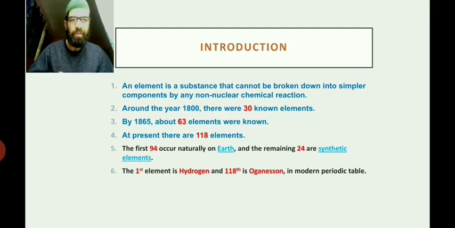Going towards the history of this chapter, here we see that till 1800 we had only 13 known elements, and later on up to 1865 there were 63 elements known, and currently we have 118 elements in our periodic table. Among these 118 elements, 94 occur naturally on Earth's surface, and the remaining 24 are synthetic elements. And if we look at the modern periodic table, the first element is hydrogen, and the last, that is the 118th element, is oganesson.